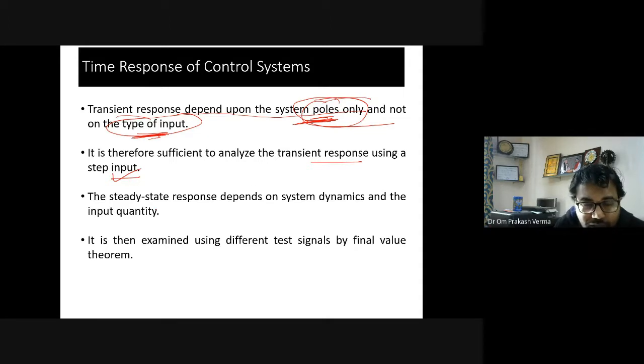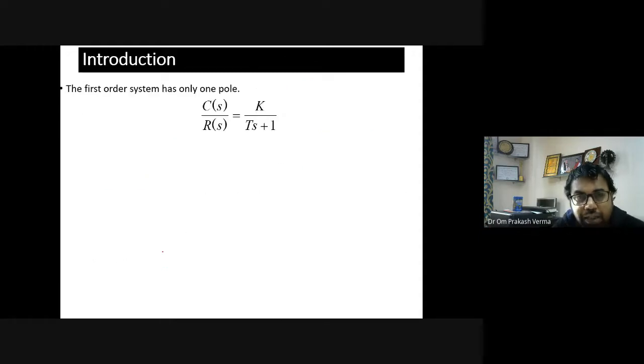The steady state response depends on the system dynamics and the input quantity. So it is then examined using different test signals by the final value theorem. We will study these things in the last. So this is a first order system, it has one pole. The pole is lying at S equals to minus 1 upon T.